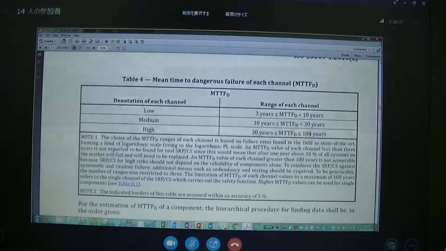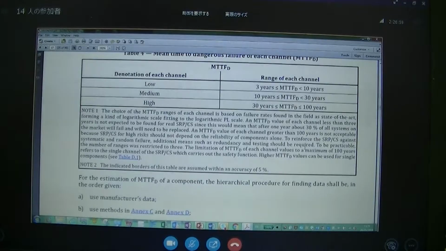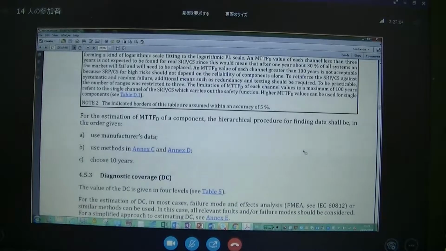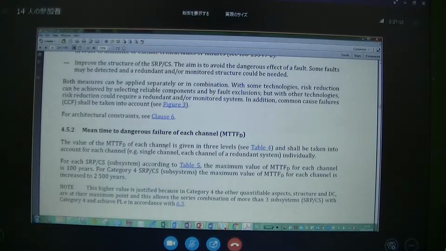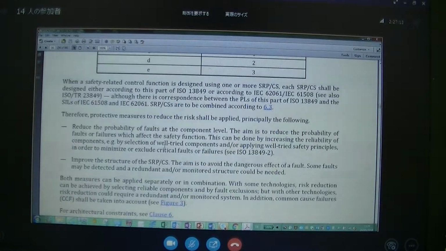What are the years? It is MTTFD. MTTFD is calculated from the number of operations. So how many times, for example, the emergency stop is pressed typically a year, or, if the case is a two-hand control station, how many times the two-hand control station for a press function is pressed per year.